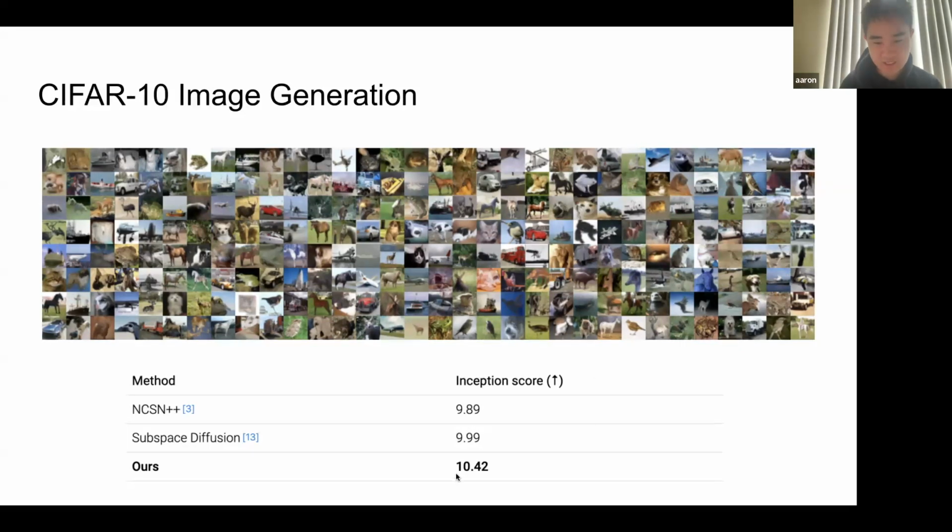This inches it closer to conditional generation. For conditional generation, the inception score is closer to 11. For unconditional generation, we can get it up to 10.42, which is around the same. So this is one of the results that we have.